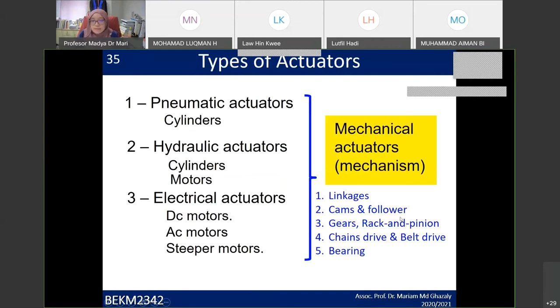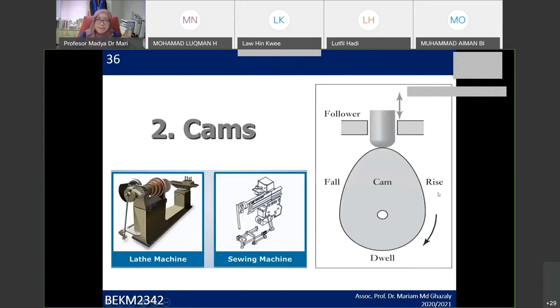Right, so let's go to the second one, which is CAM. CAM and follower. CAMs we can normally see in engines, or in a zoom machine and letter machine. So a CAM consists of the CAM itself, the one that is going to rotate, and the follower. It looks similar to the slider and crank mechanism. But in the slider and crank mechanism, we have linkages connected to both the slider and the crank shaft. But for CAM, it's not connected directly, but it's going to touch.